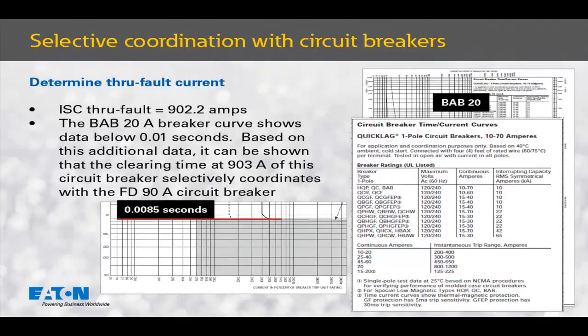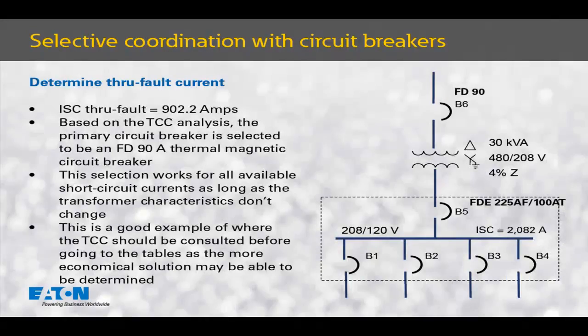The clearing time of this circuit breaker is 0.0085 seconds. That is less than the 0.009 seconds of the 90 amp F-frame thermomagnetic circuit breaker upstream. So the FD90 will selectively coordinate with the BAB20 in this application. What we did by walking through this time current characteristic curve analysis was remove an electronic trip unit from the upstream device and reduce the frame size, resulting in a more economical solution. This took a little bit more analysis and research, but it paid off.